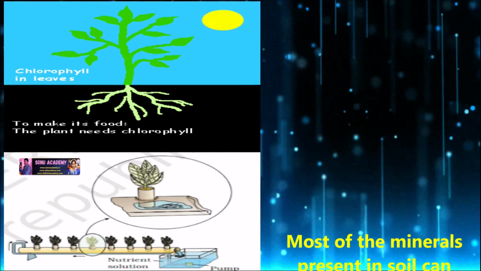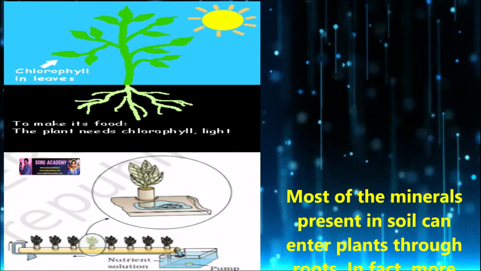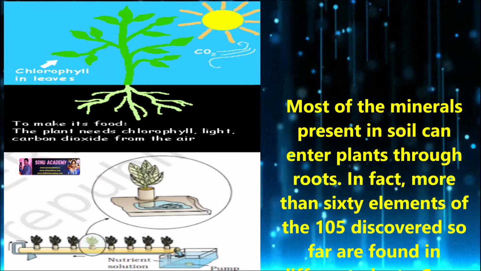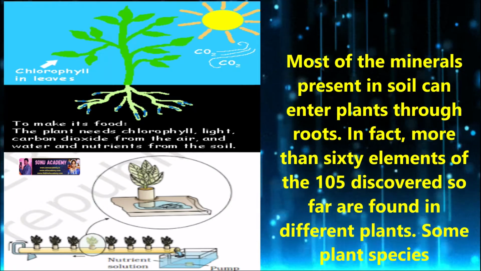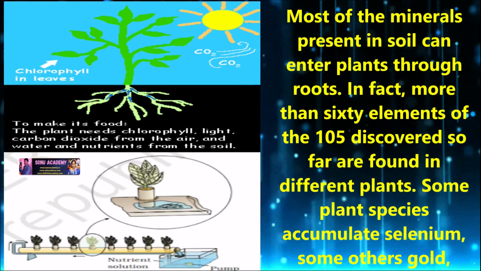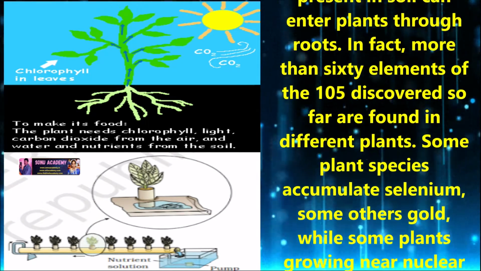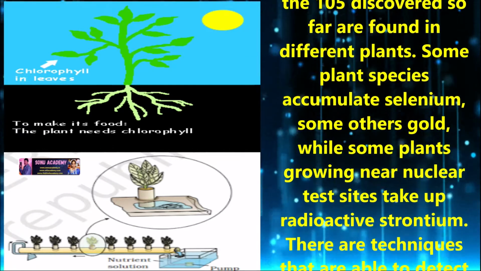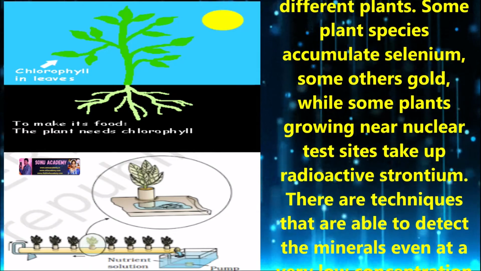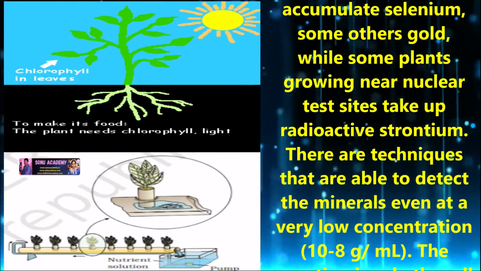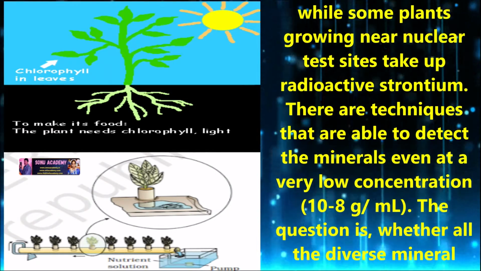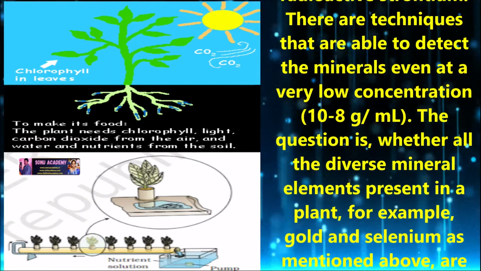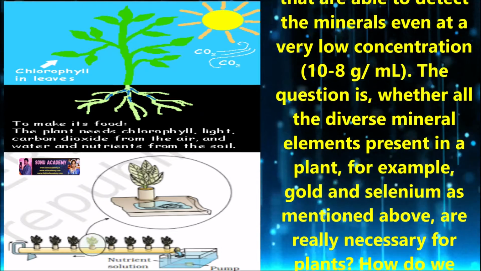Let us study the essential minerals and elements. Children, most of the minerals present in the soil can enter plants through roots. In fact, more than 60 elements of the 150 discovered so far are found in different plants. Some plant species accumulate selenium and some gold, while some growing near nuclear test sites take up radioactive strontium. There are techniques that are able to detect the minerals even at a very low concentration.